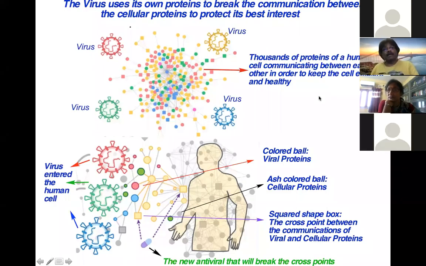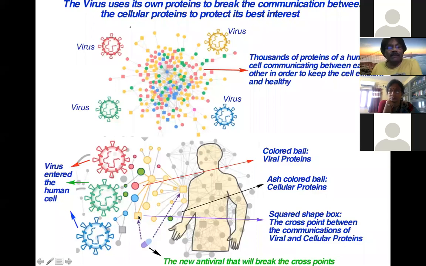So this is normal. That's how we survive. That's how we are healthy, because the normal communication happens between protein to protein in our cell. When the virus enters the cell, it uses its own viral protein to go and disrupt the communication. So here I tried color coding. This is the normal cell, normal communication. This is the virus entering the human cell. The colored balls are viral proteins, ash colored balls are cellular proteins.